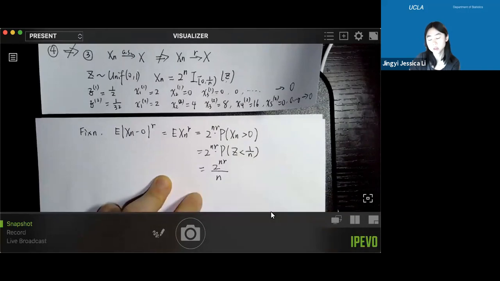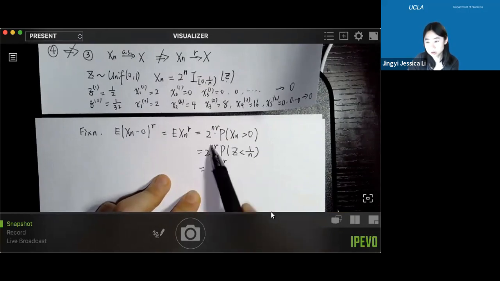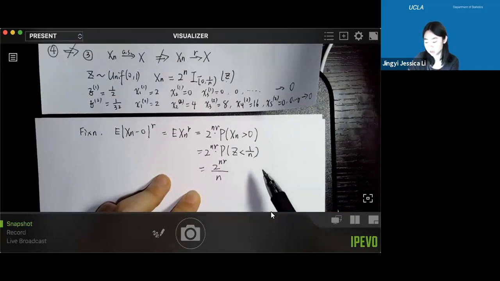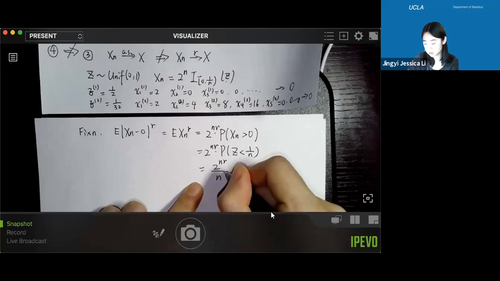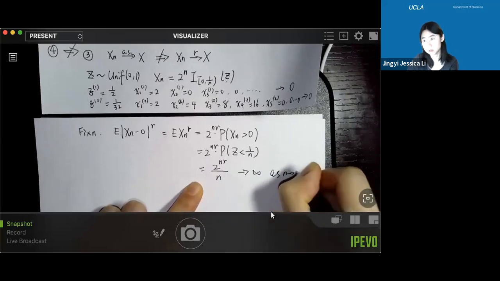That's it. So basically what I'm saying is that even though the probability of Z less than 1 over n is decreasing as n grows, this decrease is not large enough to counteract the increase in the value of Xn. So you see, this thing actually goes to infinity as n goes to infinity. It doesn't go down to 0.